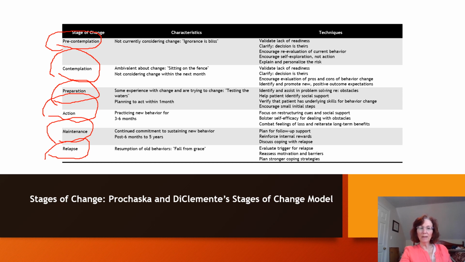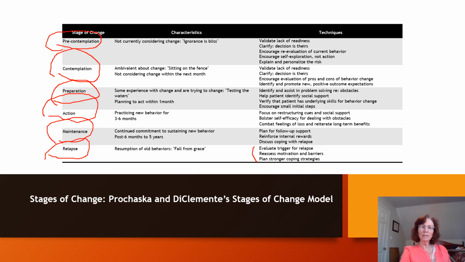Then there's the relapse stage of change, or recurrence as they call it, and it's the resumption of old behaviors, the fall from grace. We help them evaluate triggers. Why did they use? We look at motivation and barriers, and plan stronger coping strategies with our patients. The Prochaska and DiClemente stages of change model has been effective in the treatment of people with addictions for years.